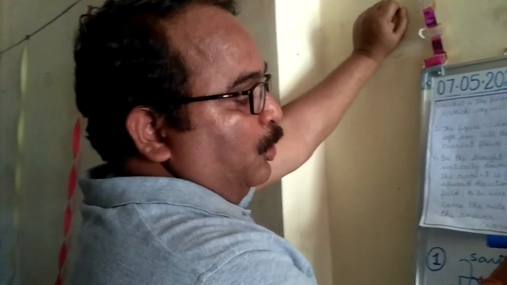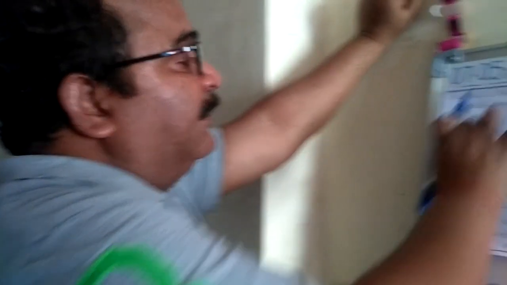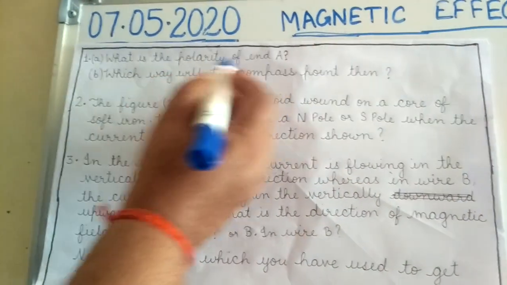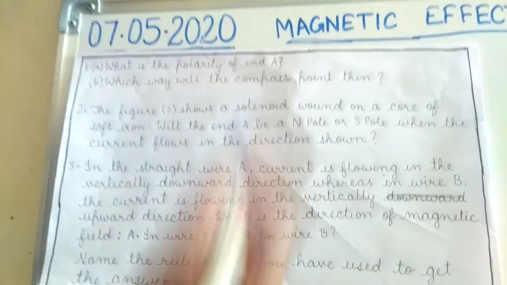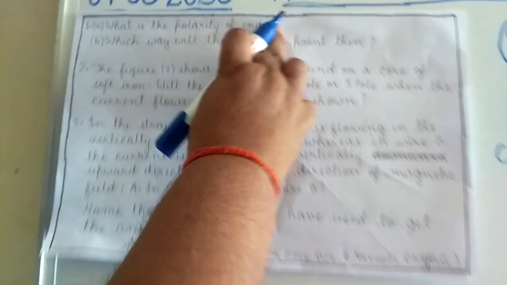Good morning, students. Today we will discuss the application of two rules. One is the clock face rule and the second is the Maxwell right-hand thumb rule. So we have three questions on these rules. The first question is: what is the polarity of end A?